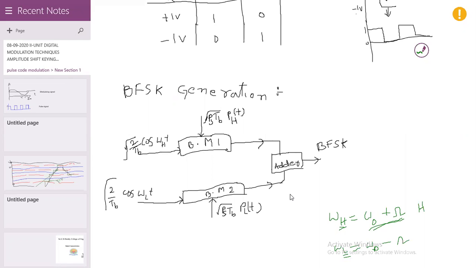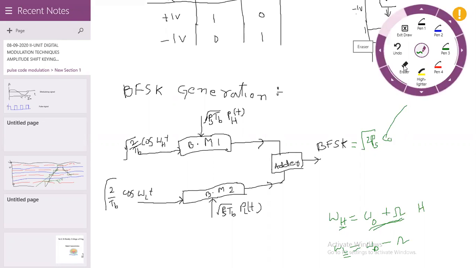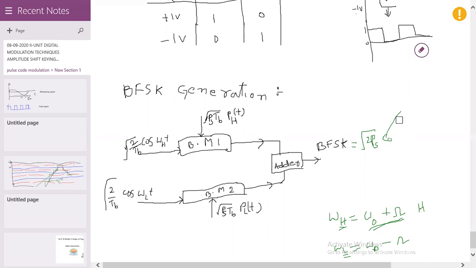D of t is converted into unipolar, that is, the bipolar is converted into unipolar. Suppose here D of t is +1. Only the high frequency component we can generate. BFSK is equal to root of 2PS cos of PH of t here. What is the output equation for this?